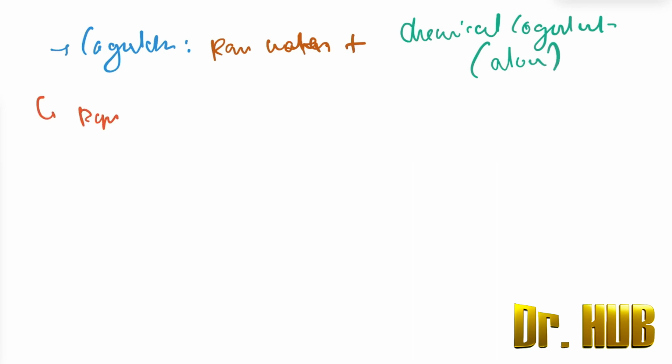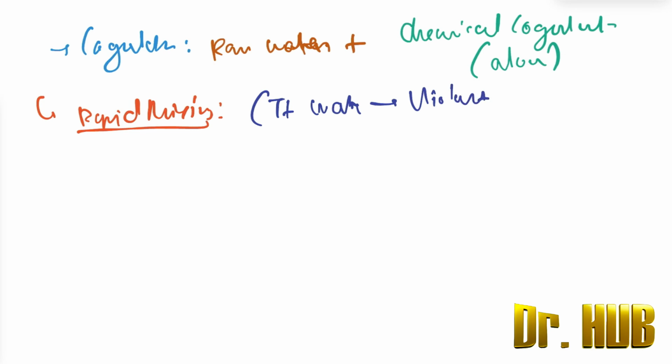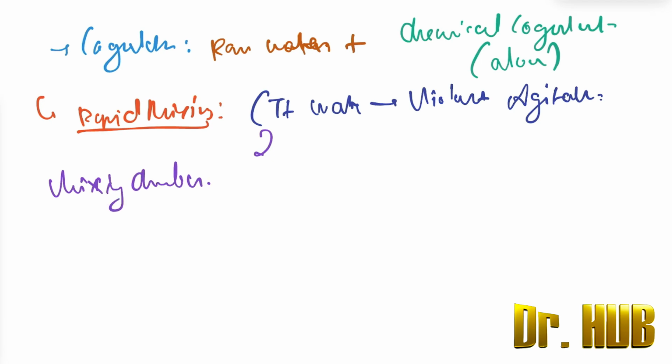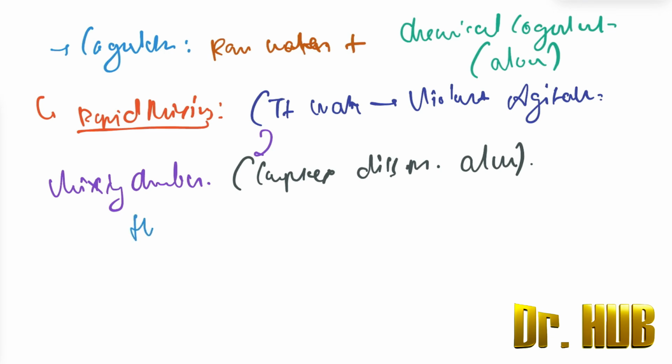Then comes rapid mixing. The treated water undergoes violent agitation in a mixing chamber, which allows complete dissemination of alum throughout the bulk of the water.